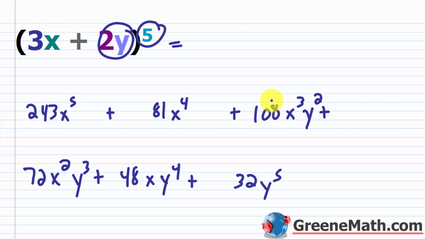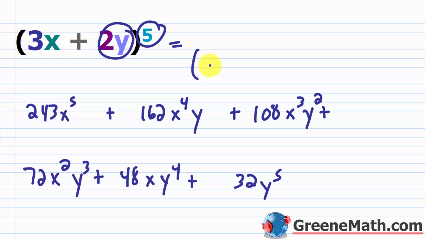Let's write that in. And then as we go here, now I'm going to have 2y to the first power. So I'll just put a y there. 2 times 81 is 162. And then here we don't need to write anything. You'd have 2y to the power of 0, which is just 1. Okay.